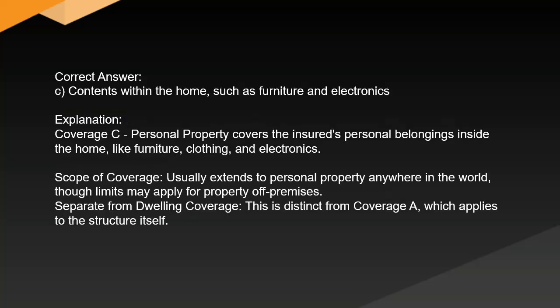Correct answer. C. Contents within the home, such as furniture and electronics. Explanation. Coverage C, Personal Property, covers the insured's personal belongings inside the home, like furniture, clothing, and electronics. Scope of coverage: it usually extends to personal property anywhere in the world, though limits may apply for property off premises, separate from dwelling coverage. This is distinct from Coverage A, which applies to the structure itself.